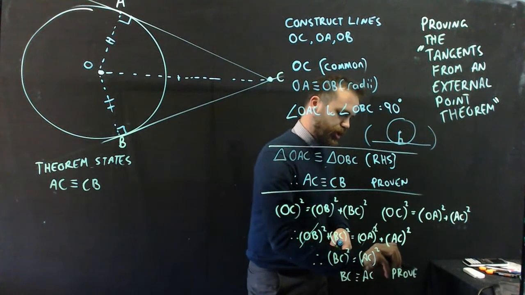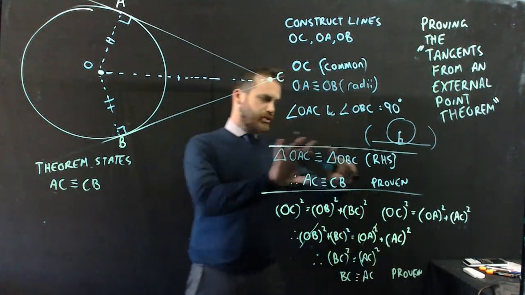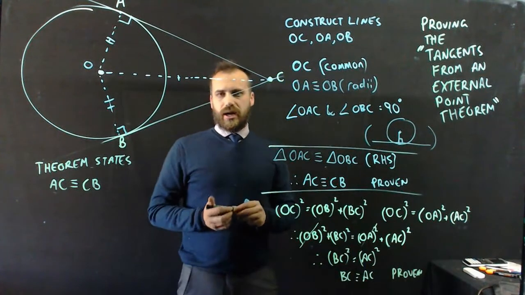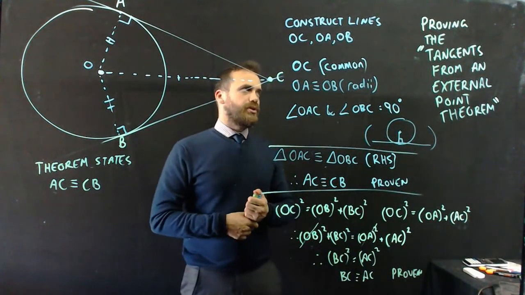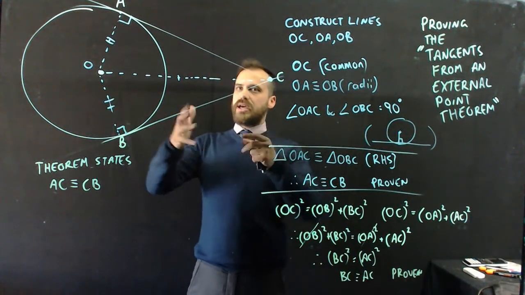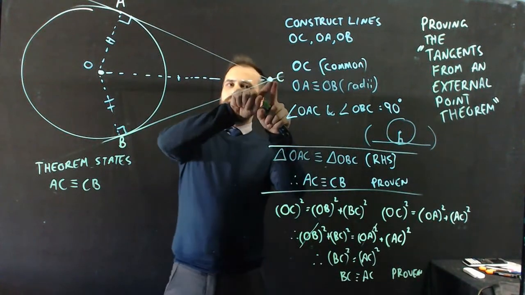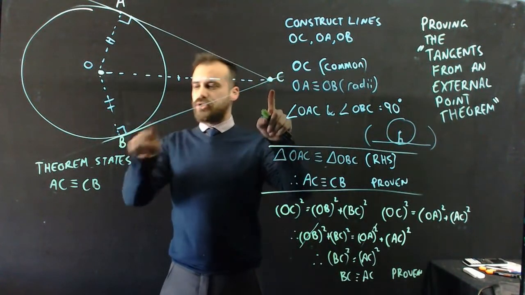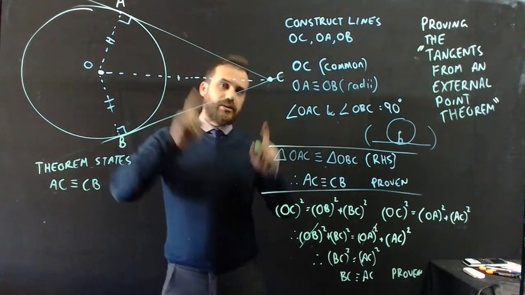So a little more work there, but it avoids having to use our little congruent triangles if that's something you're not super excited about. All right, so obviously now that you know that from an external point, you can find two tangents that will be equal to each other.